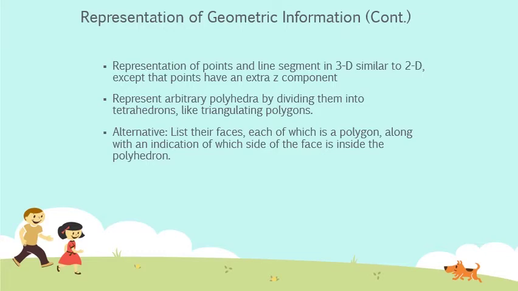The representation of points and line segments in three-dimensional space is similar to their representation in two-dimensional space, the only difference being that the points have an extra z component. Similarly, the representation of planar figures such as triangles, rectangles, and other polygons does not change much when we move to 3 dimensions. Tetrahedrons and cuboids can be represented in the same way as triangles and rectangles. We can represent arbitrary polyhedra by dividing them into tetrahedrons, just as we triangulate polygons. We can also represent them by listing their faces, each of which is itself a polygon, along with an indication of which side of the face is inside the polyhedron.